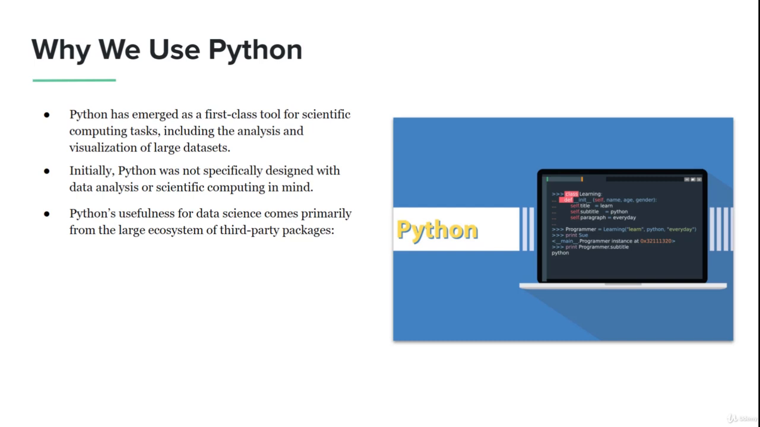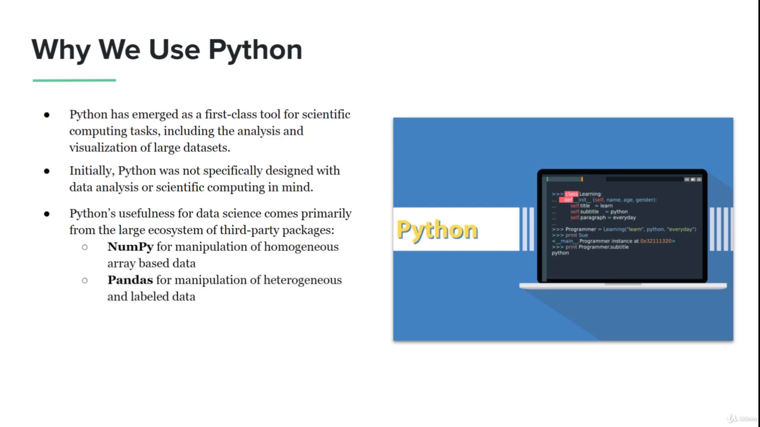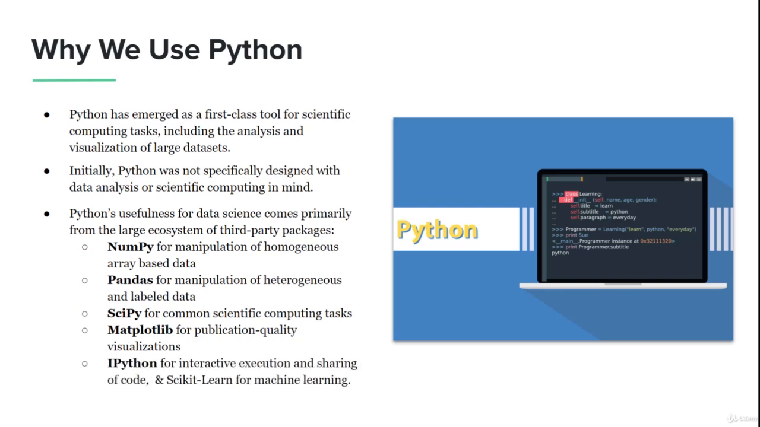We have the third-party libraries which we're going to go over and use in this course. First we have NumPy, and then pandas for manipulation of heterogeneous and labeled data. Then SciPy for common scientific computing tasks, Matplotlib for publication-quality visualizations, IPython for interactive execution and sharing of code, and scikit-learn for machine learning. This is really why we use Python here, because these libraries allow us to visualize the information and the data, create various presentations, and use it to our advantage.